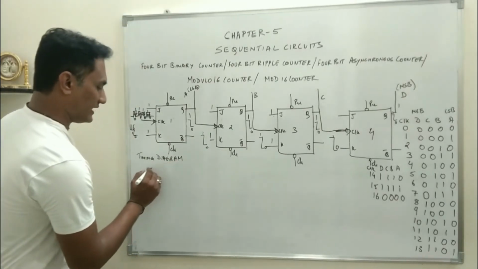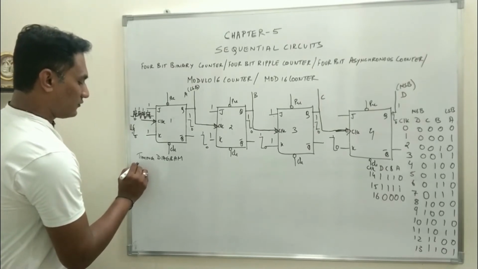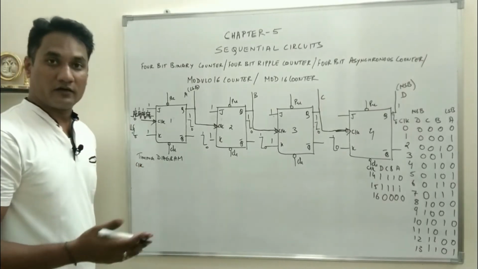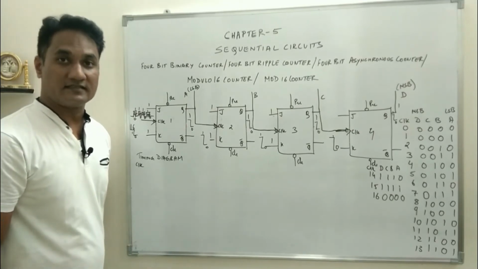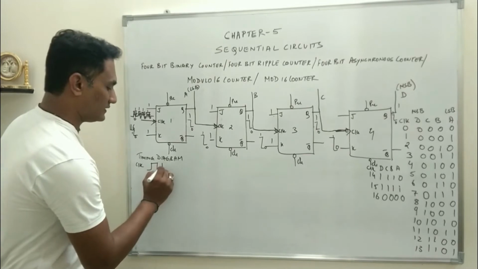See how it has to be designed. Of course it is very easy to understand. First, you have to draw the clock pulses, that is, the triggering pulses. How many clock pulses do we need? We need 15 clock pulses.